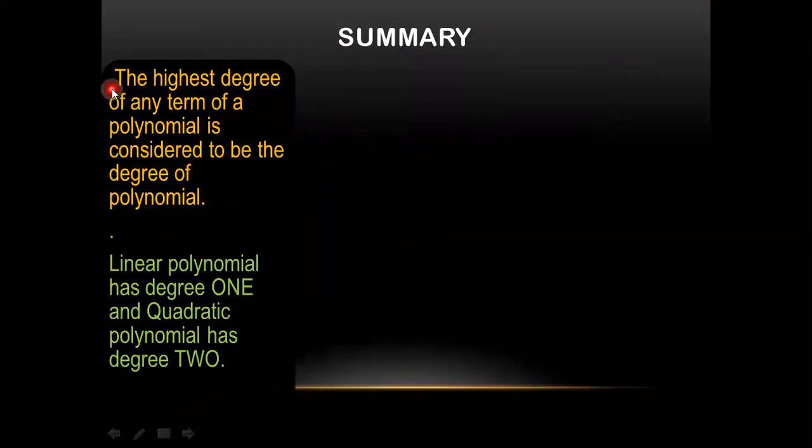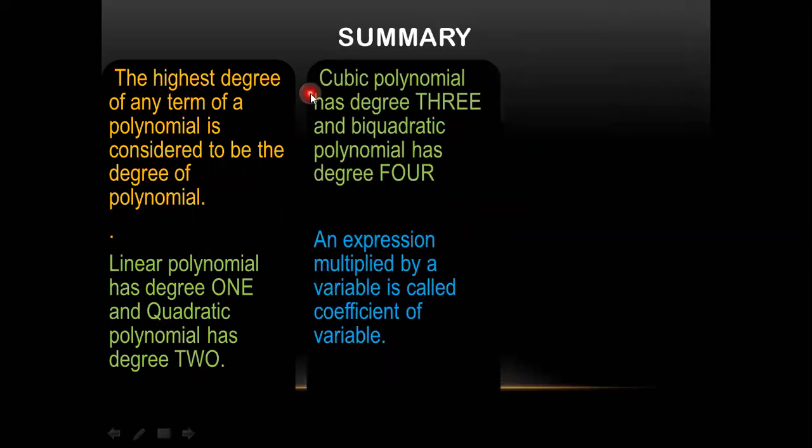Let's recap all the lecture points. The highest degree of any term of a polynomial is considered to be the degree of the polynomial. The first thing we studied in today's lecture was the degree of the polynomial, how it is calculated. The degrees of all terms are calculated and the highest degree is considered the degree of the polynomial. Then we studied its four types. Polynomial with the degree 1 is called linear, with degree 2 is called quadratic, with degree 3 is called cubic, and with degree 4 is called biquadratic.